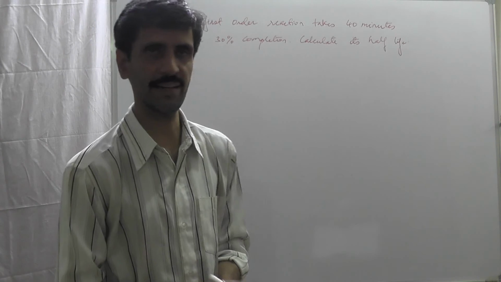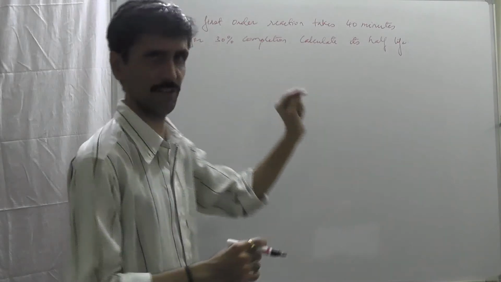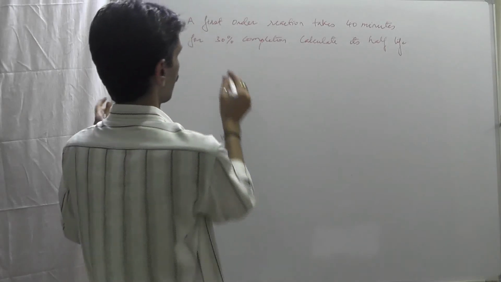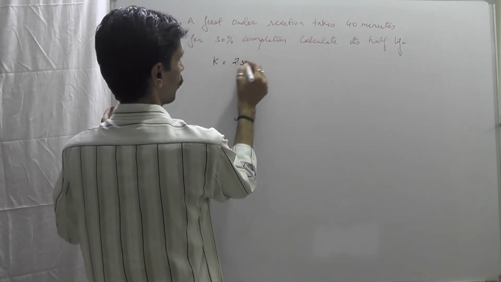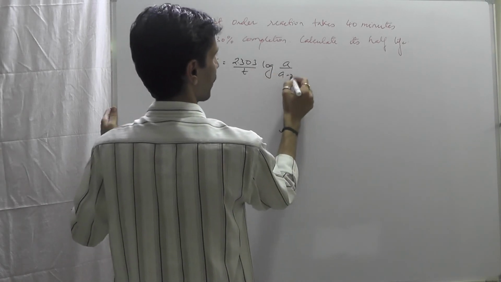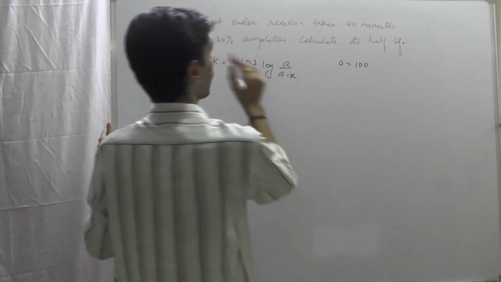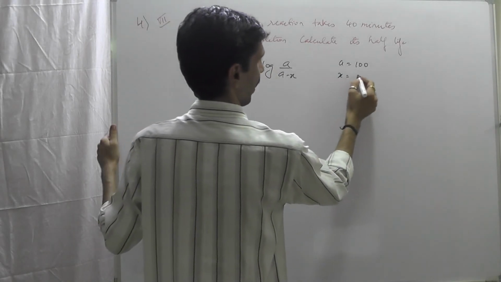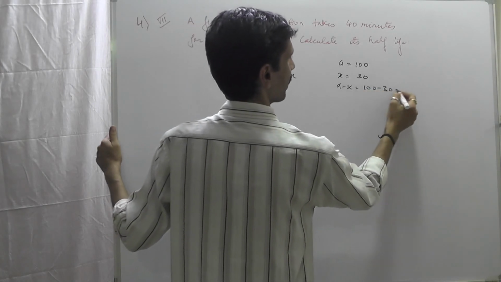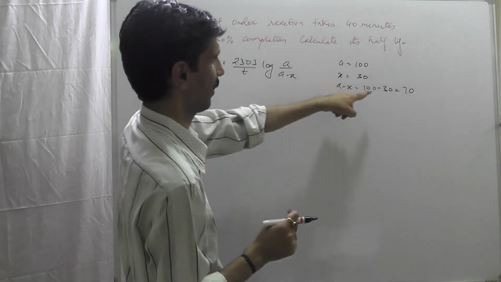To the next numerical, and that is, a first order reaction takes 40 minutes for 30% completion. Calculate its half-life. So first order reaction है, so K is equal to 2.303 upon t into log of A upon A minus of X. जब भी percentage में होता है दोस्तों, so A is considered as 100. Now 30% is completed. So X is equal to what? 30. So A minus of X will be 100 minus of 30, that is equal to 70. X corresponds to completion. तो बचेगा कितना फिर? 100 minus 30 is 70.